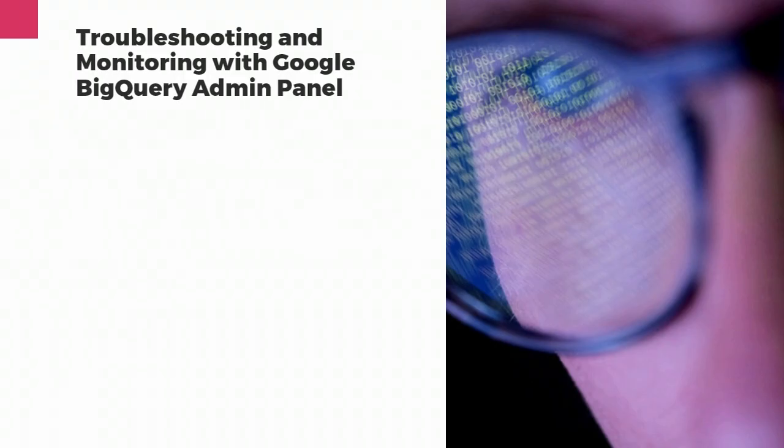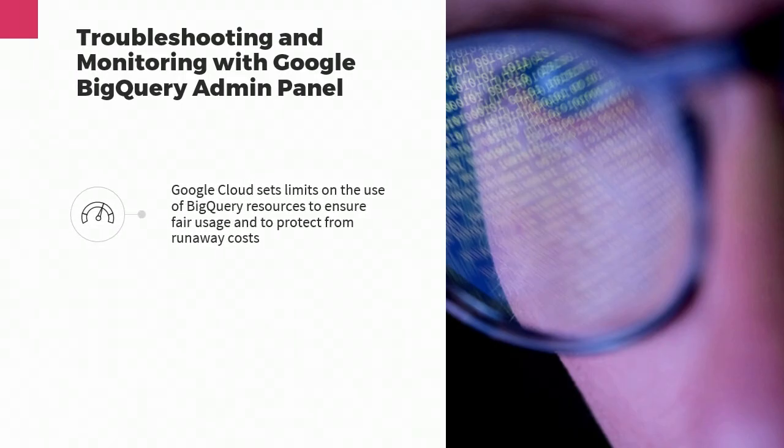Troubleshooting and monitoring within the Google BigQuery admin panel also involves setting limits on the use of BigQuery resources, so that we know they're being used appropriately and we're protected from runaway costs for the underlying resources that Google provides. I can make sure that I'm not running up my bill by setting hard limits on query time, for example, knowing that they can't access a certain query or a certain amount. That's going to prevent the cost from spiking.